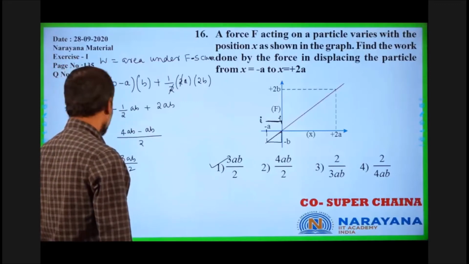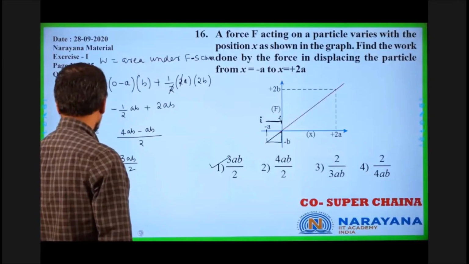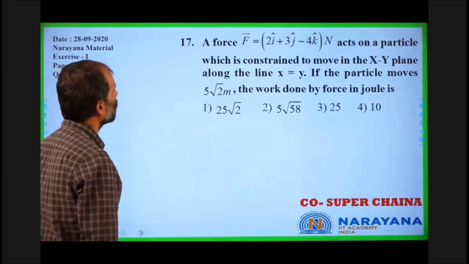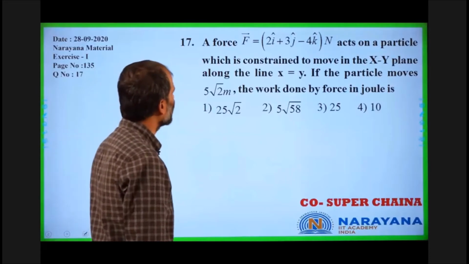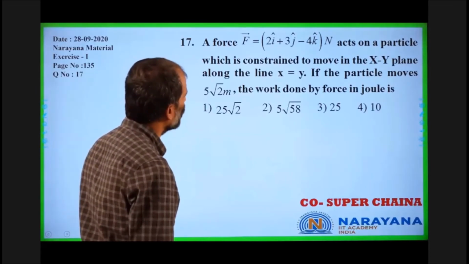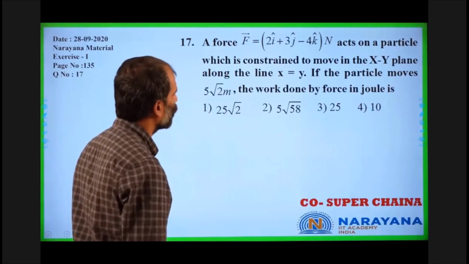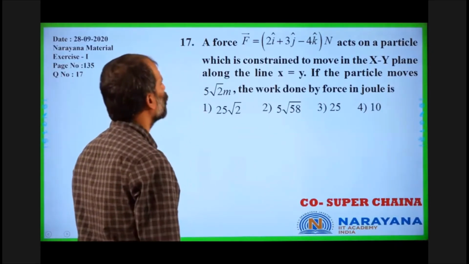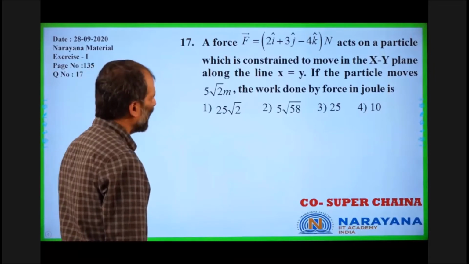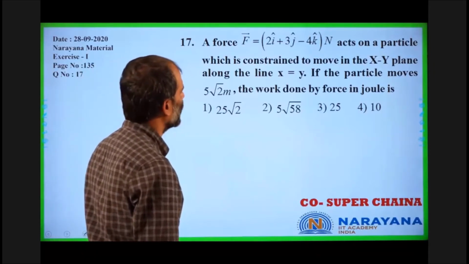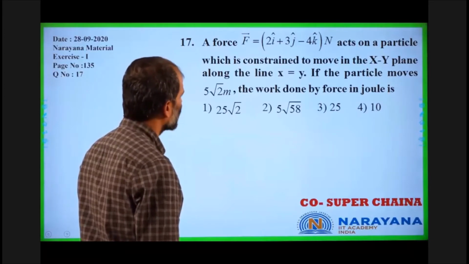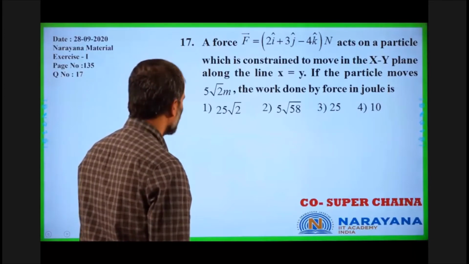Right? So now moving on to our next slide. In this problem it is given that a force F bar equals 2i cap plus 3j cap minus 4k cap acts on a particle which is constrained to move in the XY plane along the line x equals y. If the particle moves 5√2 meters, the work done by the force in joules is.